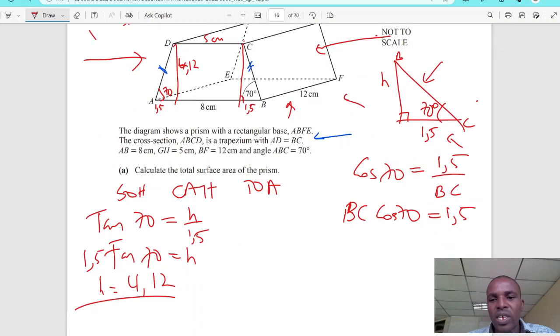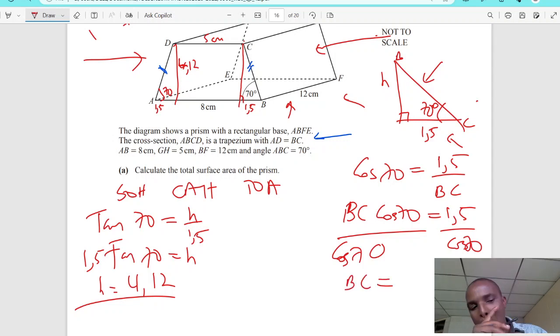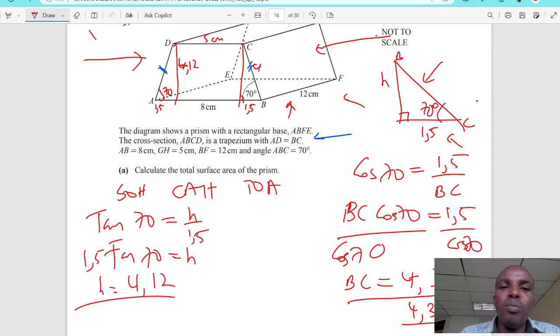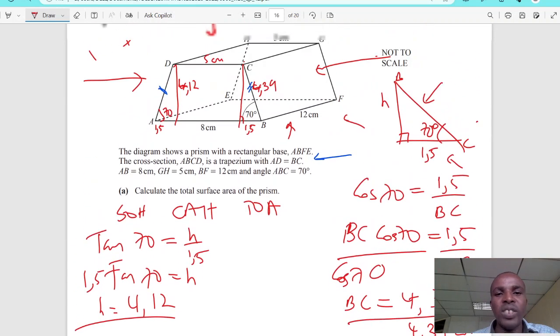Then divide both sides by cos 70. BC is equal to 1.5 divided by cos 70, which is 4.386. So BC is 4.39 centimeters. Now you can find the total surface area of this item.